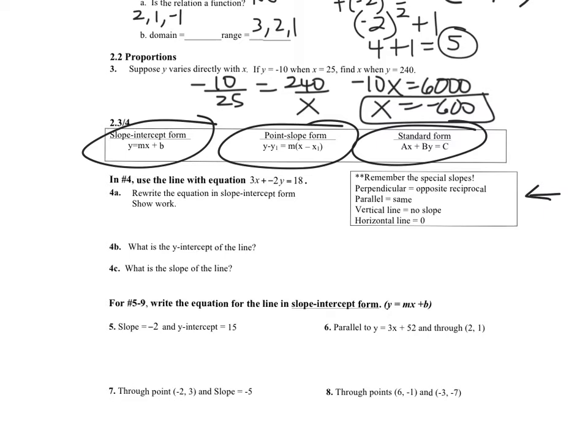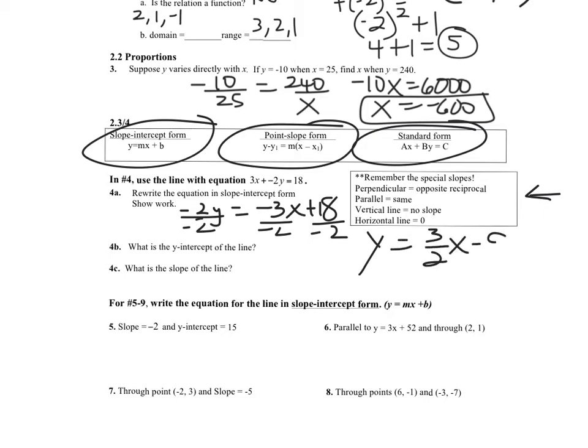So the first thing I'm going to do is I need to solve for y. So I'm going to subtract 3x to the other side. So I'm left with -2y equals -3x plus 18. Then we're going to divide everything by -2. So my equation would be y = 3/2 x minus 9. And once you have it in that form, you can answer these questions.